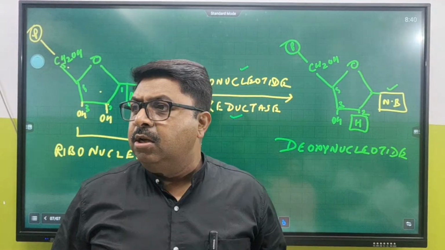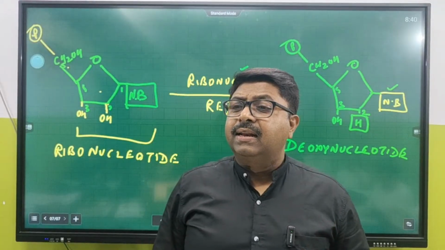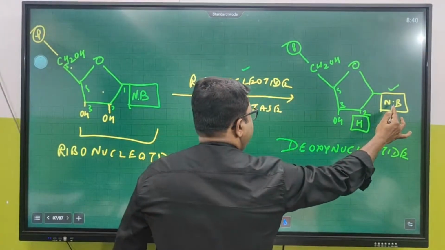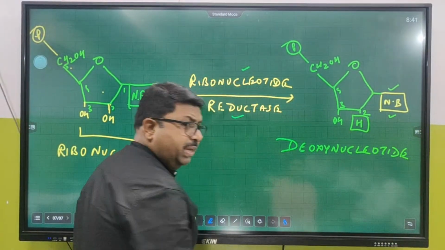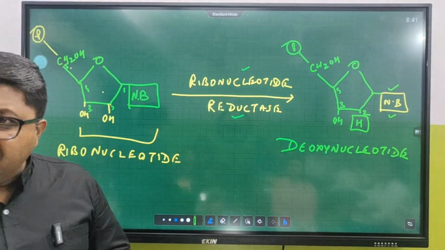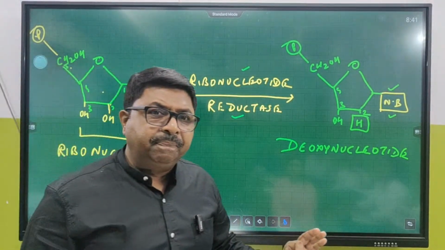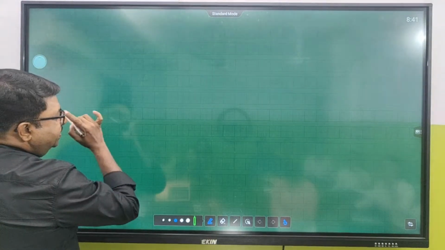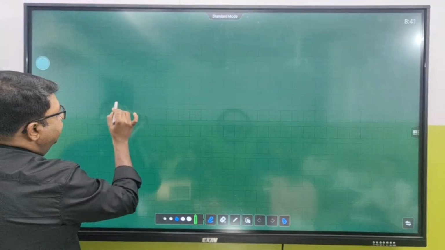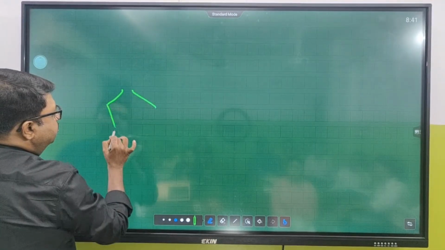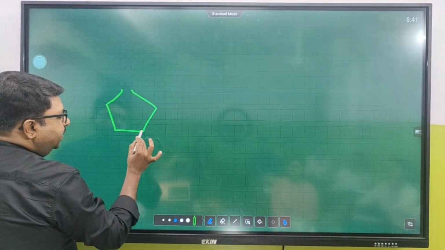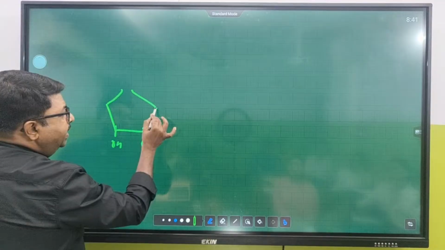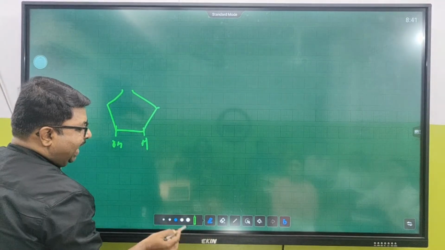Purines and pyrimidines. Purines are adenine and guanine. So think about it. If we consider this nitrogenous base to be adenine, then think about it. This is what? Ribose sugar. Sorry, deoxyribose sugar now. This is H, this is OH. And what is present over here? Adenine is present over here.